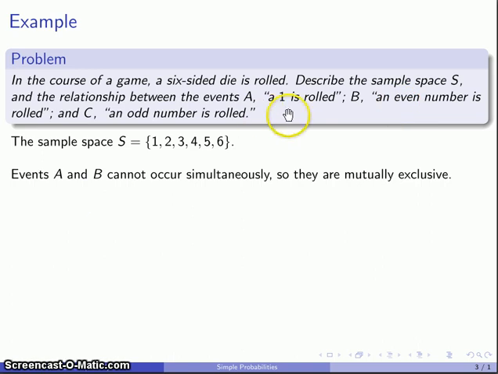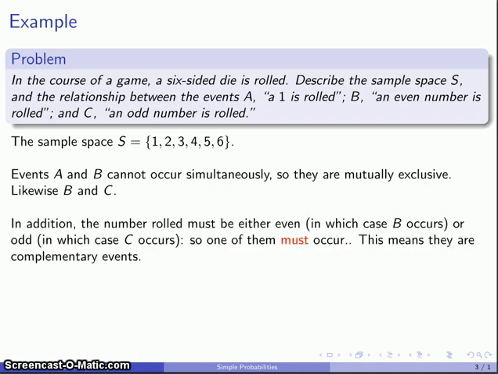Likewise, we can take a look at events B and C, and again, it's not possible for both events to occur as a result of the same trial. So we cannot get an even number that is also an odd number. So events B and C are mutually exclusive. Actually, with B and C, we can go a little bit farther. If you think about it, one of them has to happen. Whatever we roll, whatever outcome we get as a result of our random experiment, either we have gotten an even number, in which case B has occurred, or we've gotten an odd number, in which case C has occurred, and at least one of those two events must occur, and that says that these two events are complementary.